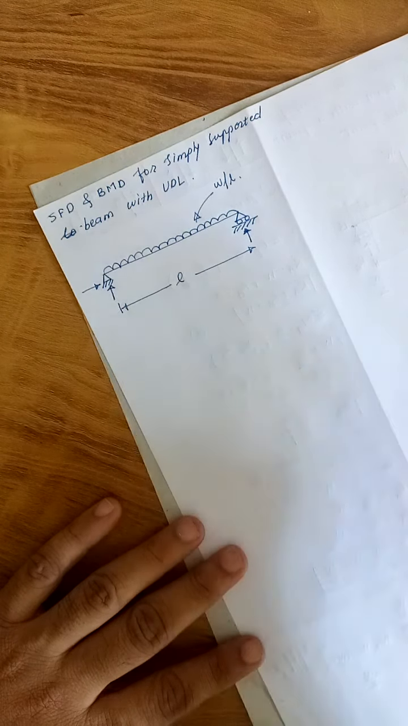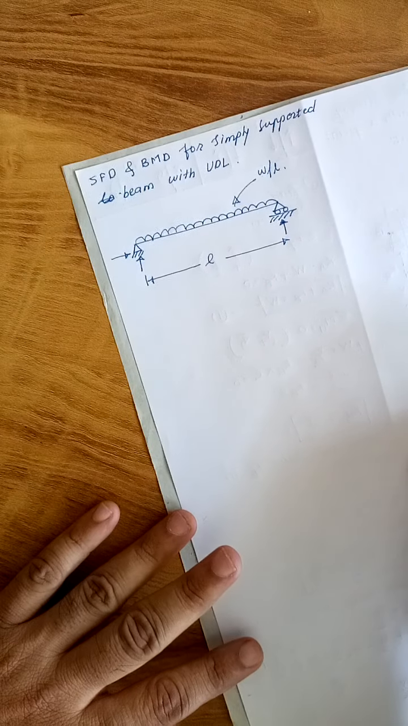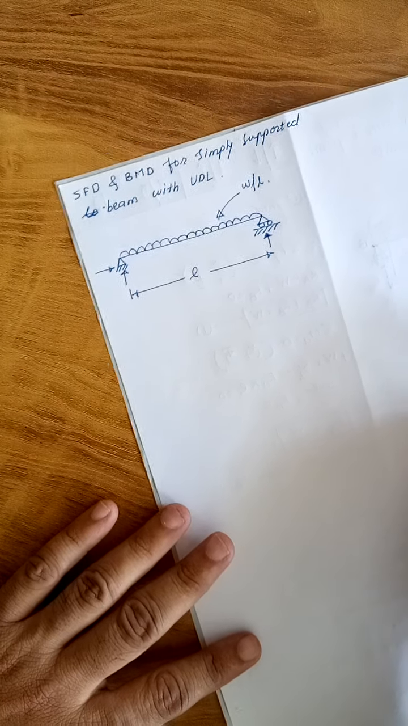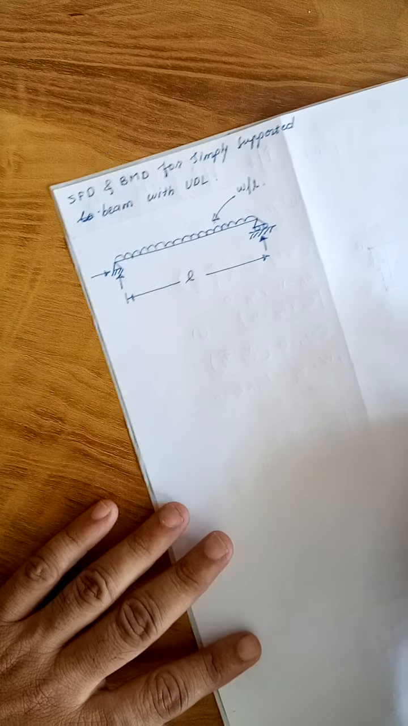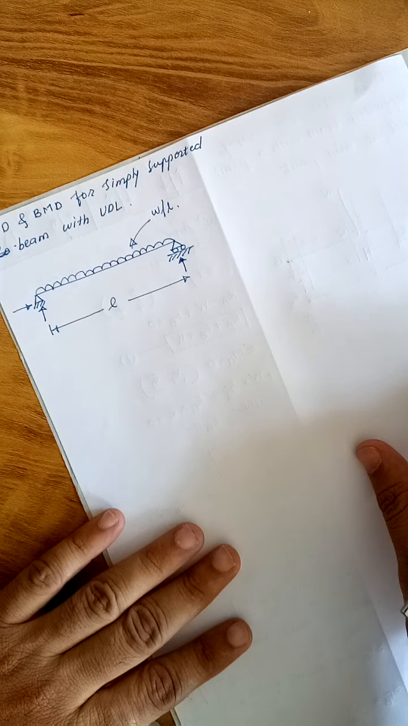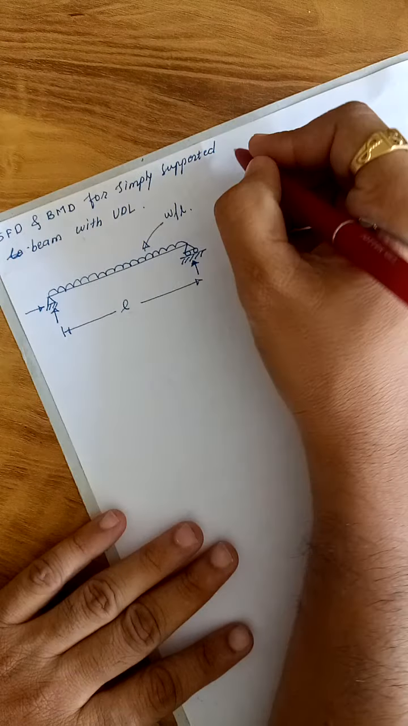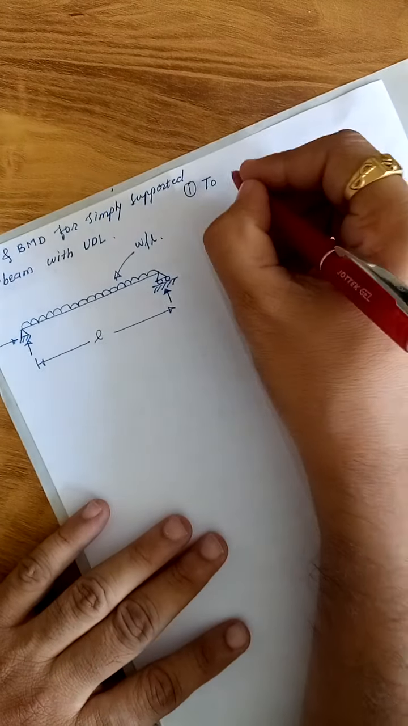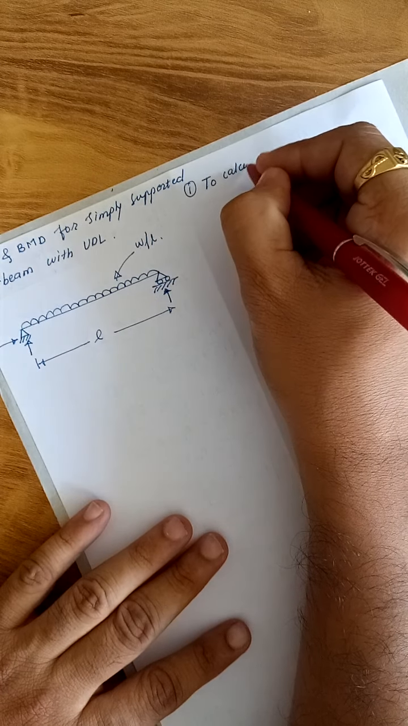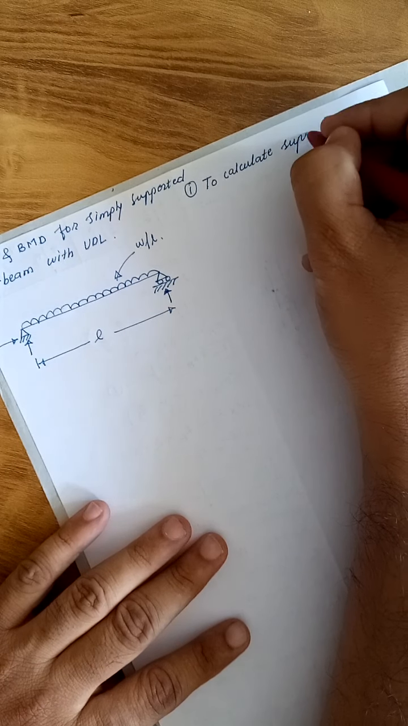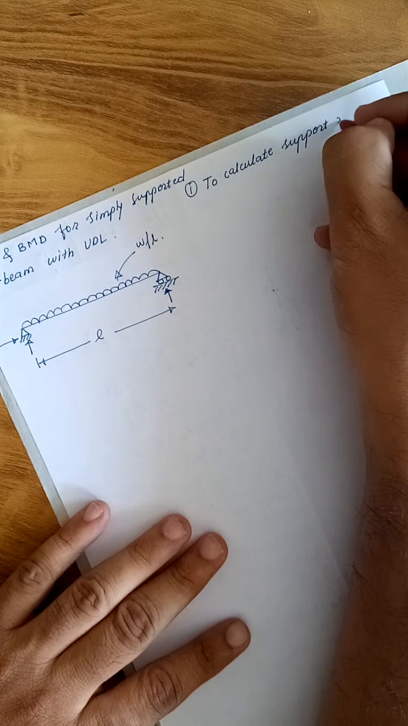Now we have to draw the shear force diagram and bending moment diagram, and for that we should find out the support reactions of this beam. Okay, for that, the very first step will be to calculate the support reactions.